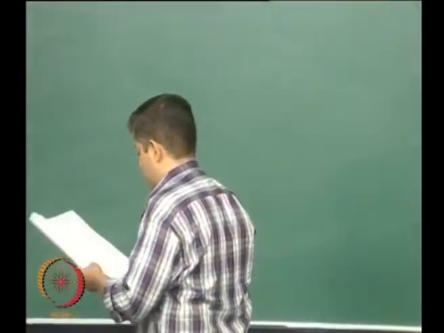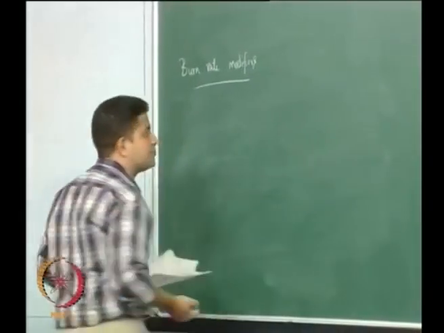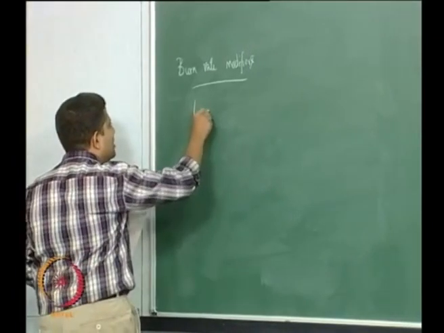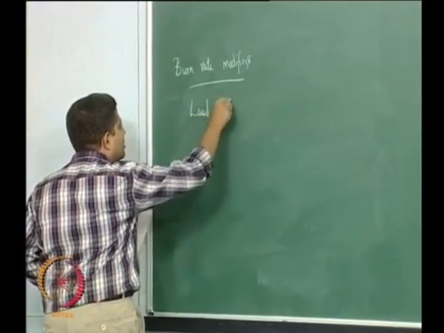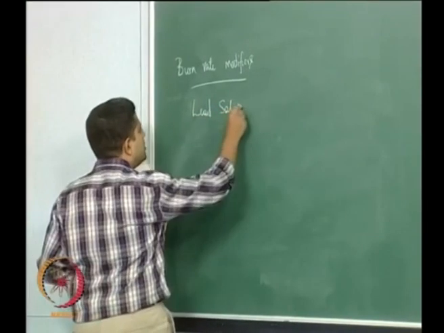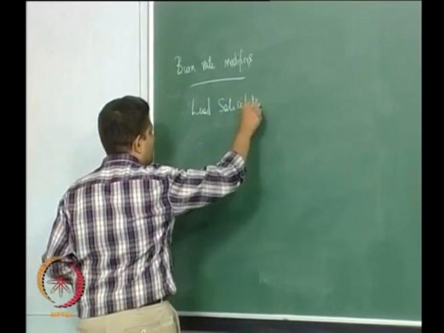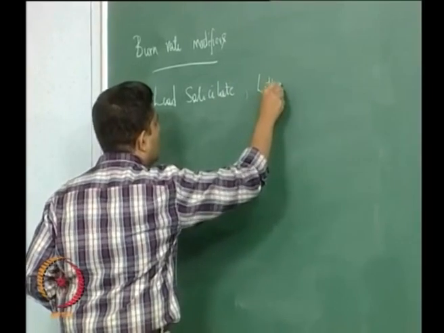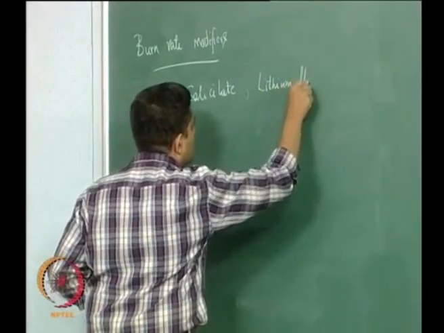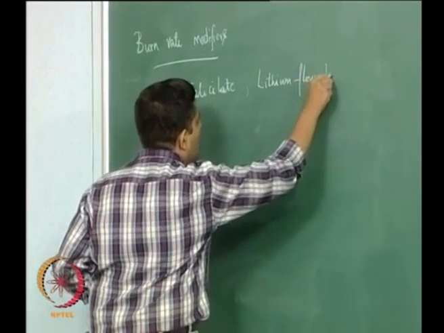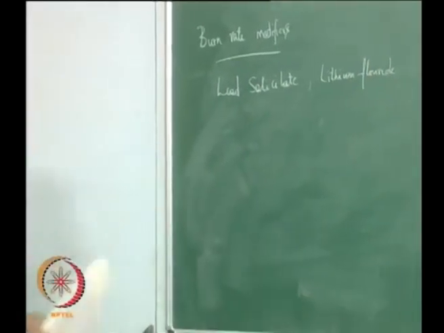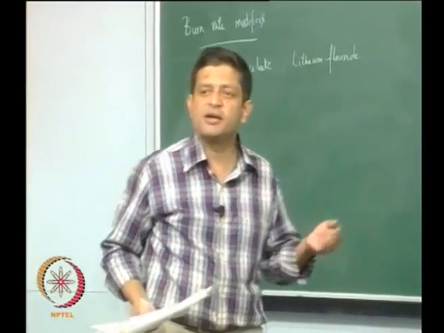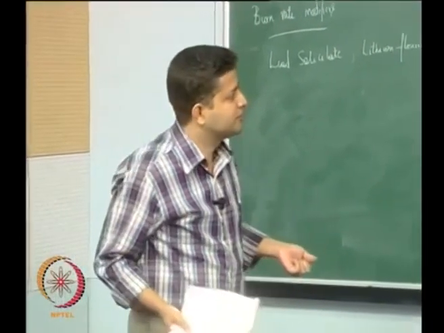The typical burn rate modifiers for homogeneous propellants are lead salicylate, and then lithium fluoride. These are also used in order to get the required burn rate that we desire from the propellant.